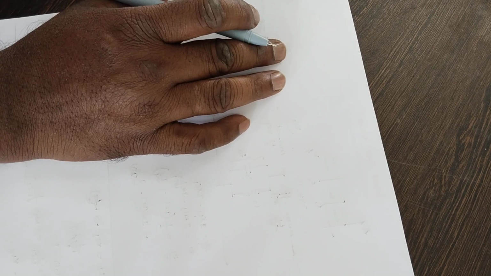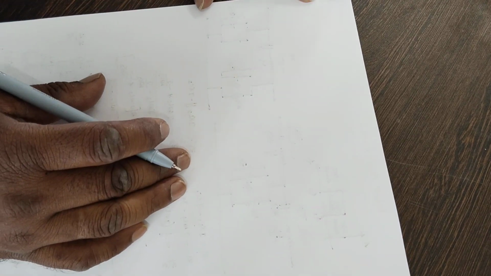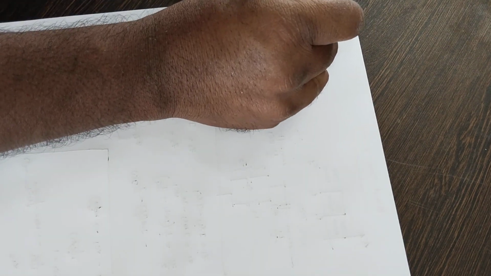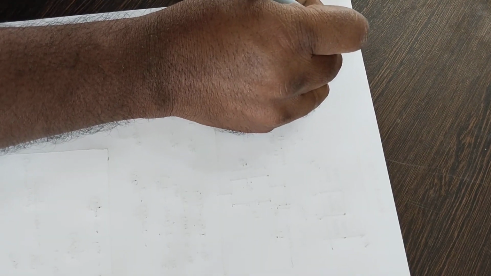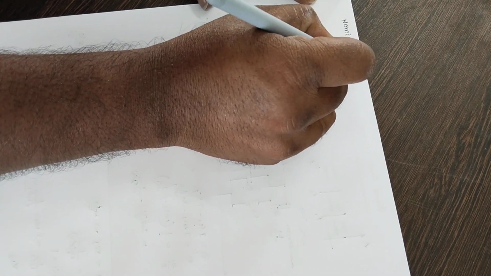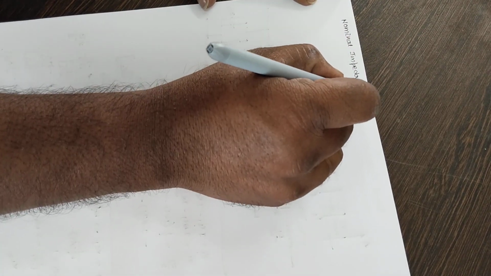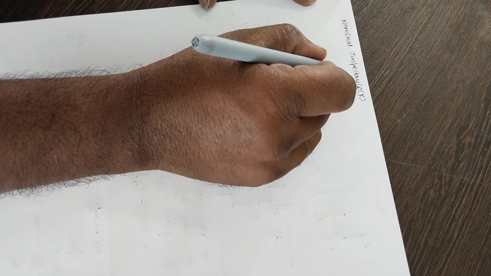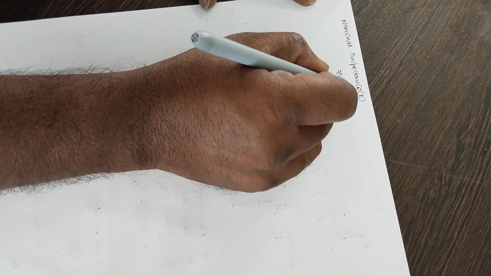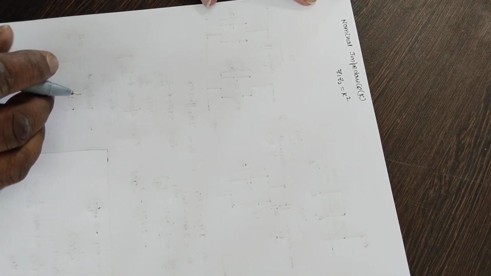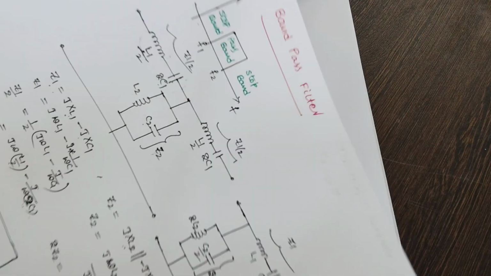Now, next thing here is the nominal impedance. How to calculate the nominal impedance? The nominal impedance is normally represented with K. We know that Z1 Z2 is equal to K square for constant K filters.